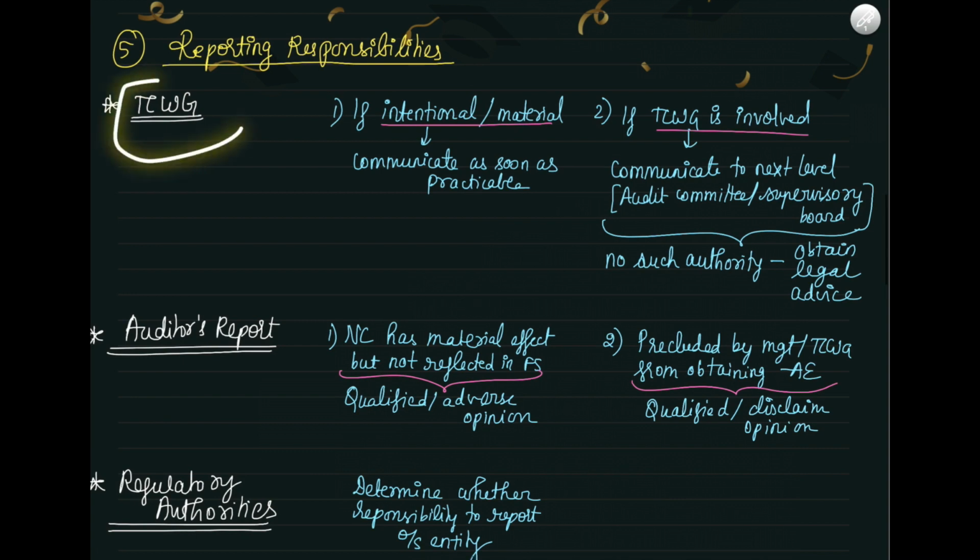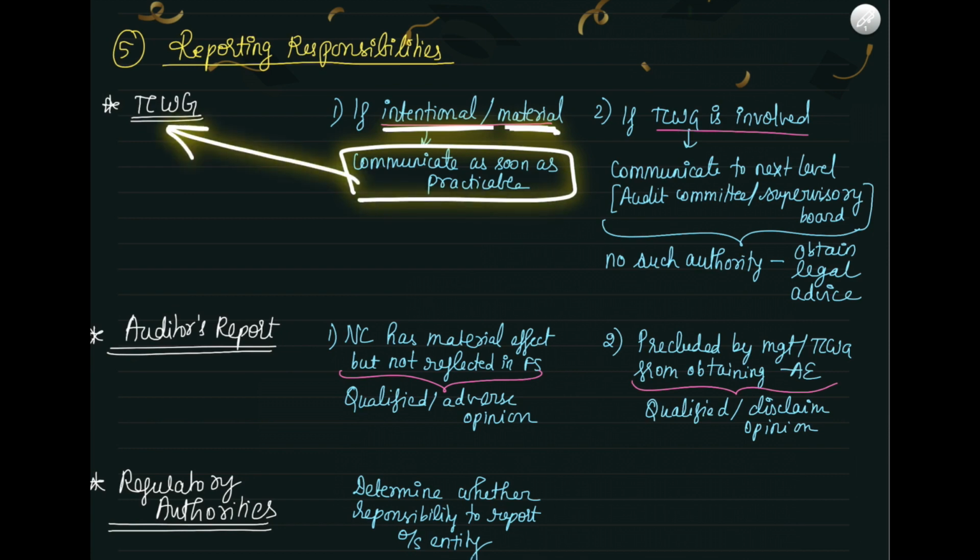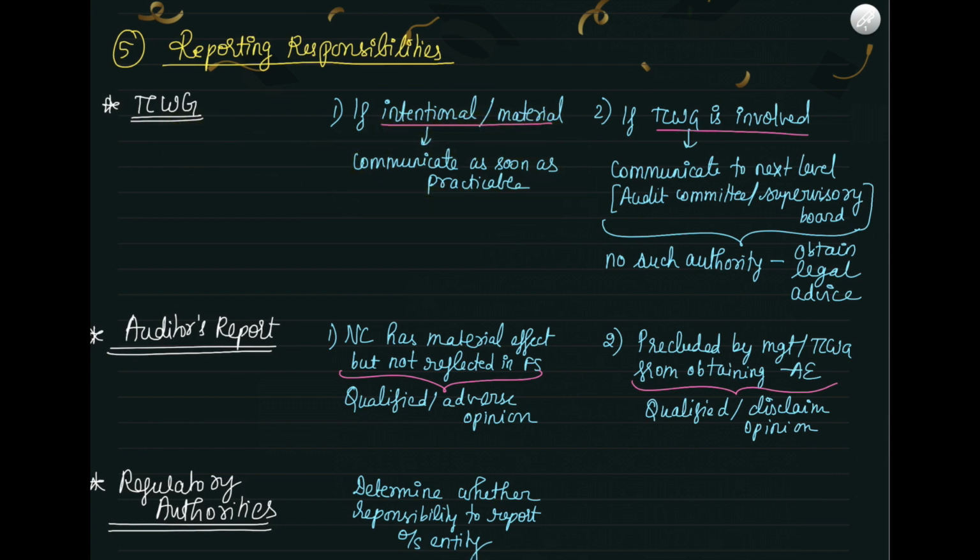First, related to TCWG. If you think that the non-compliance was intentional or material, then please communicate it to the TCWG as soon as possible. That you have to do first. Second, if you think the TCWG itself is involved in this, then please communicate it to the next level, any higher authority than the TCWG. It may be either an audit committee or a supervisory board. But if you think there is no such authority above TCWG in the company, then you can obtain legal advice.